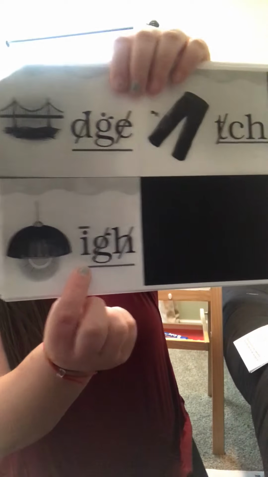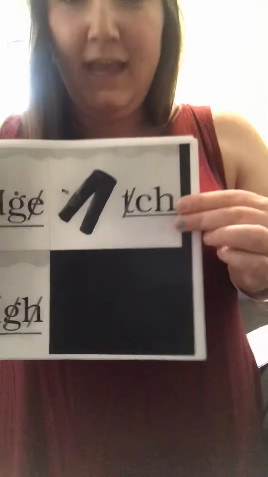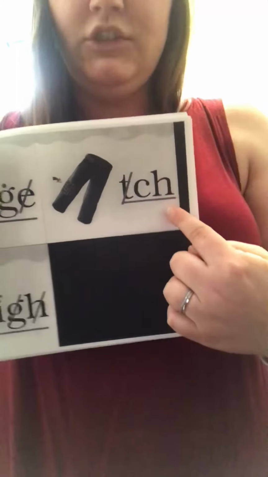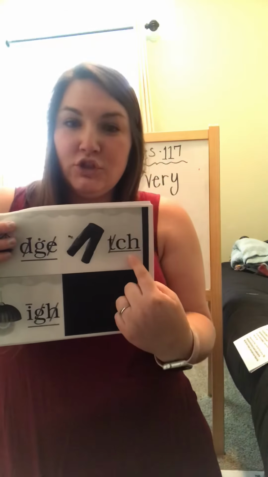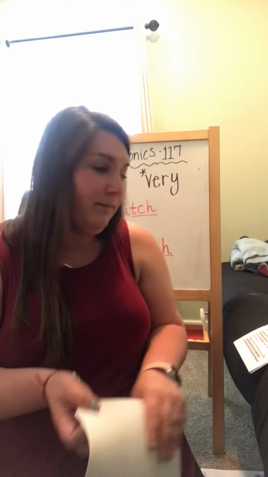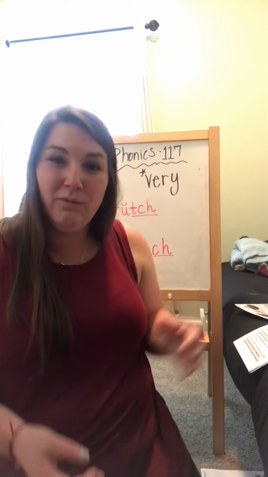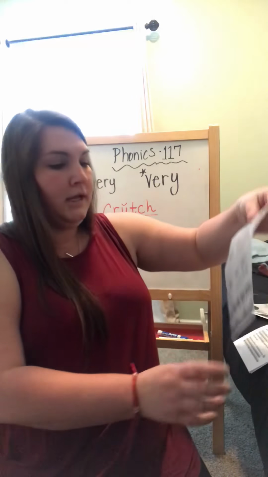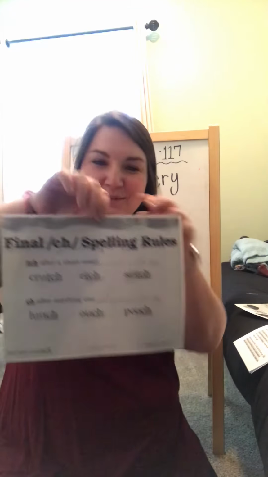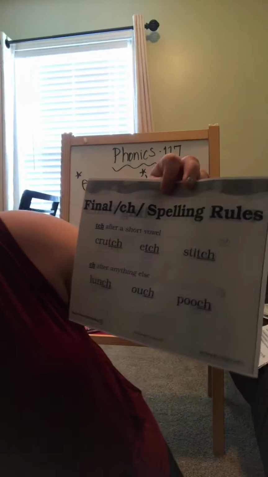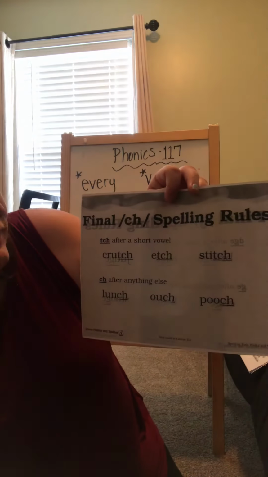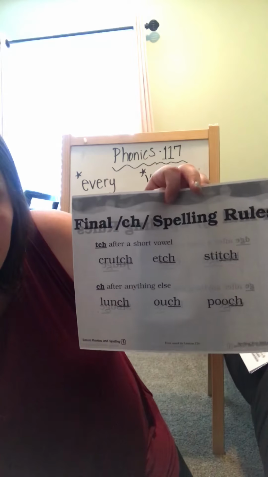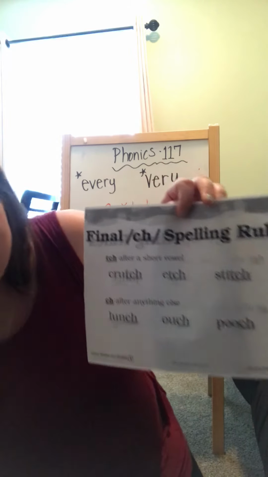There's a trigraph. The other trigraph I want you to look at is trigraph TCH. And TCH says ch, like patch. And remember, we have some rules whenever we're trying to figure out which ch is in the word. Is it a TCH or is it a CH? And so our final spelling rules, let's review those real quick. TCH is after a short vowel like crutch, etch, and stitch.